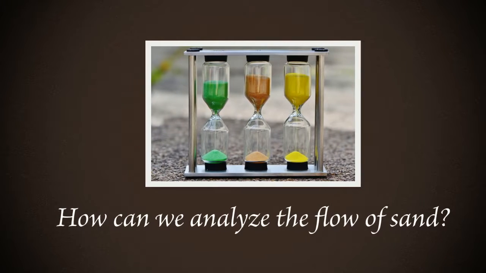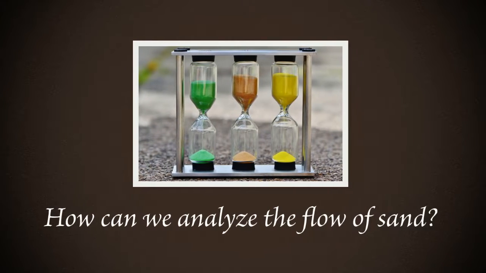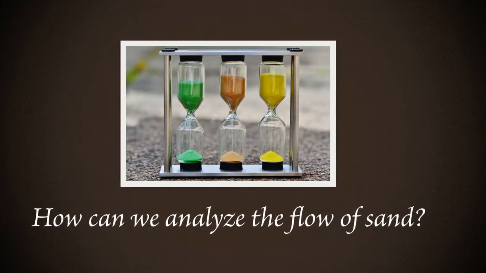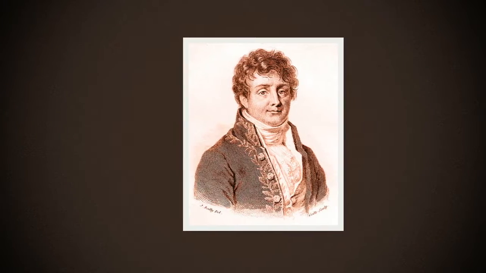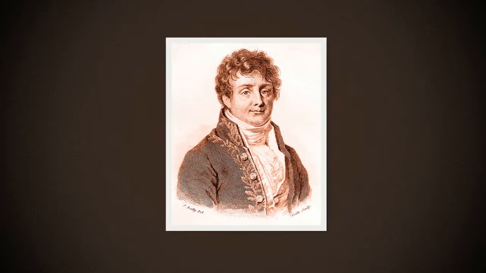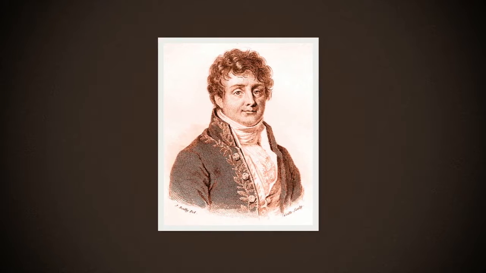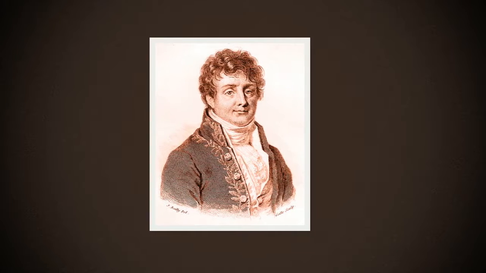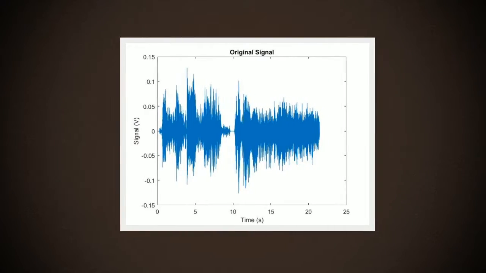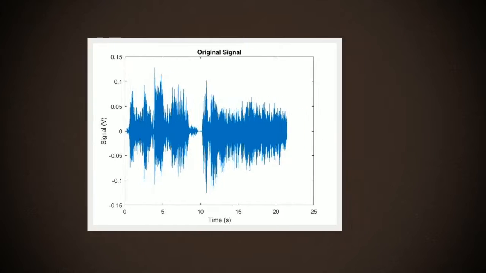How can we analyze this behavior? One way to look at fluctuations in a signal is through Fourier analysis. Joseph Fourier was a French mathematician and physicist who worked in the 19th century. He invented a way to take a time-dependent signal and show the frequency-based structure of the signal.